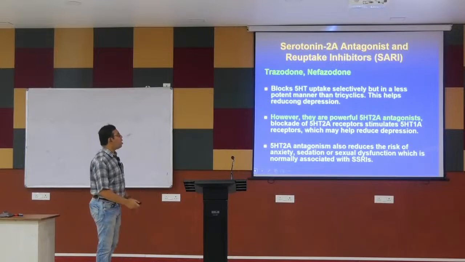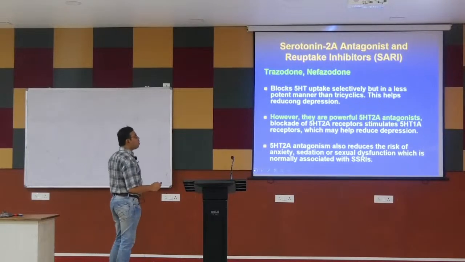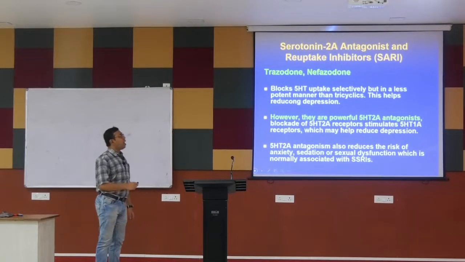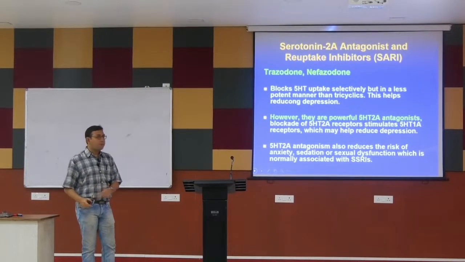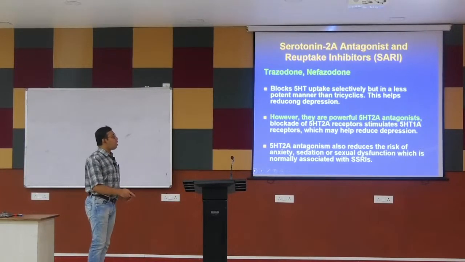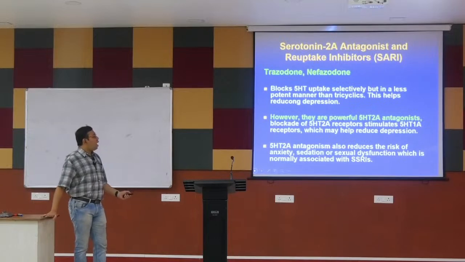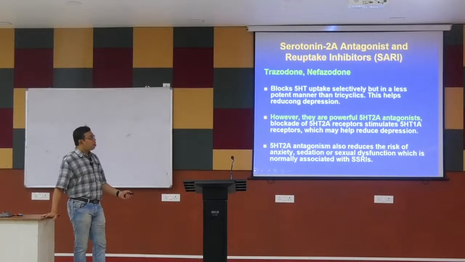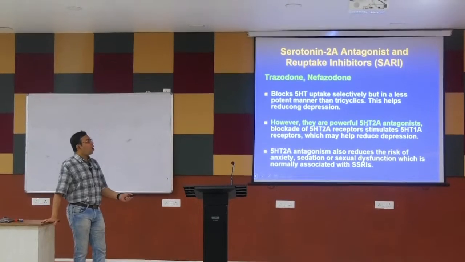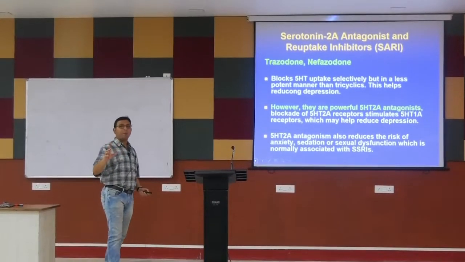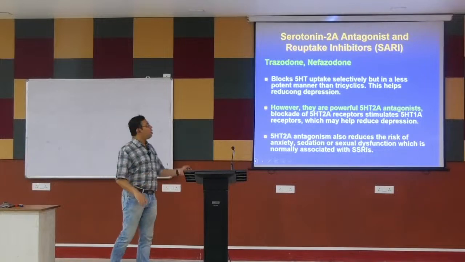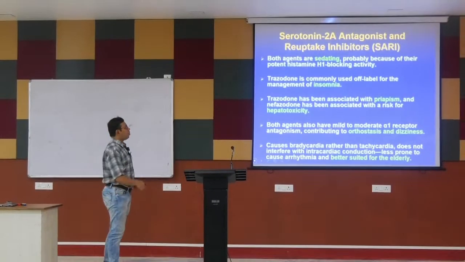Remember, very important. Trazodone and nefazodone are serotonin 2A antagonists and reuptake inhibitors. So they are blocking the serotonin 2A receptor and also the reuptake, and the antagonism also reduces the risk of anxiety, sedation and sexual dysfunction. They are powerful 5-HT2A antagonists. Previously we were blocking only the reuptake pumps or blocking the metabolism. They are also blocking the receptors.